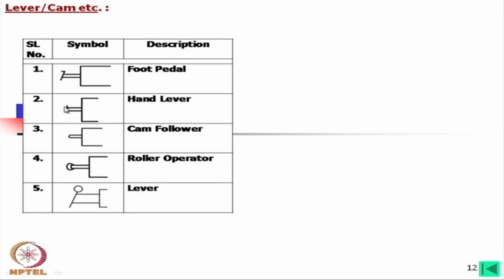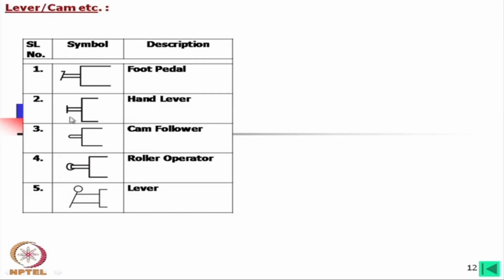Then, if it is slightly inclined and one line is on the left side, this is a foot pedal, and when this rectangle has a rounded end, then it is a cam follower. Now, if it is a button sort of thing, then it is a roller operator. Okay. Now, if it is with a symbol like this, then it is a lever. A lever is fitted over there.